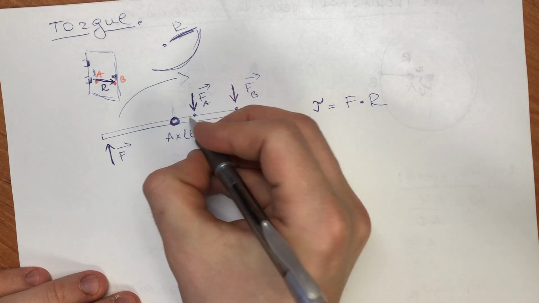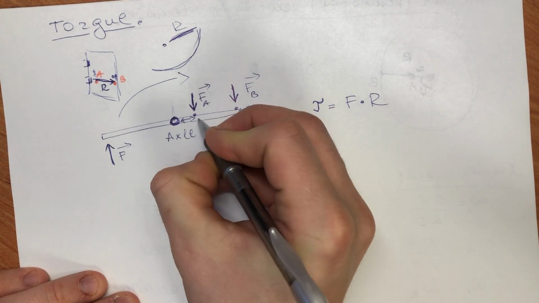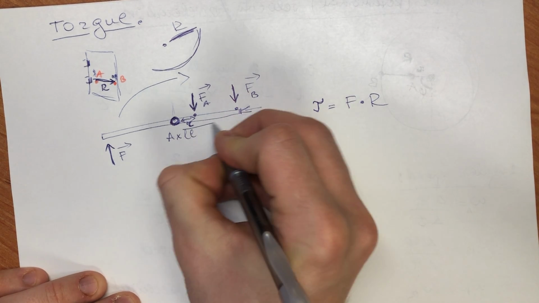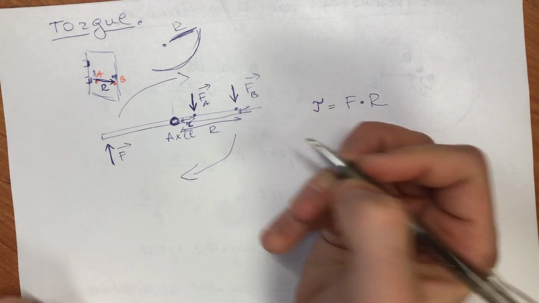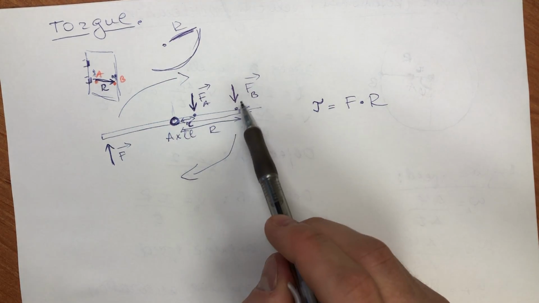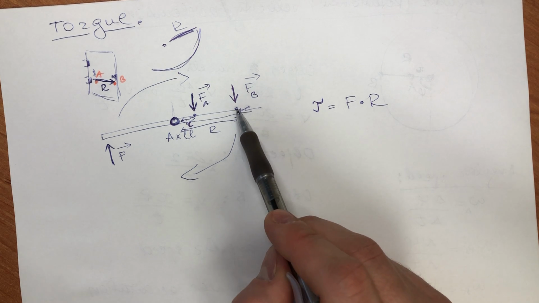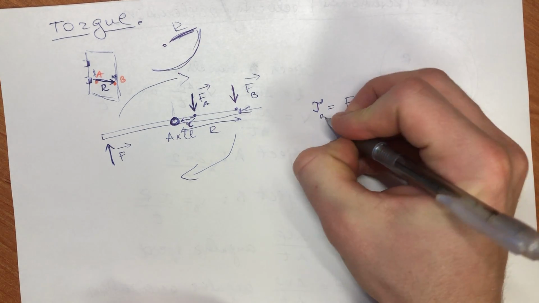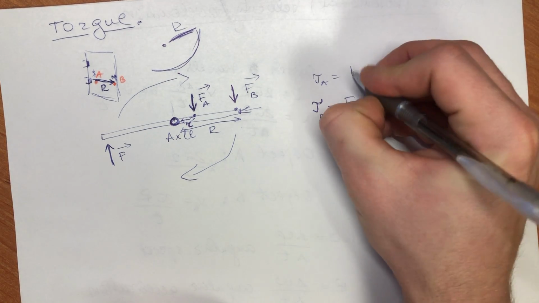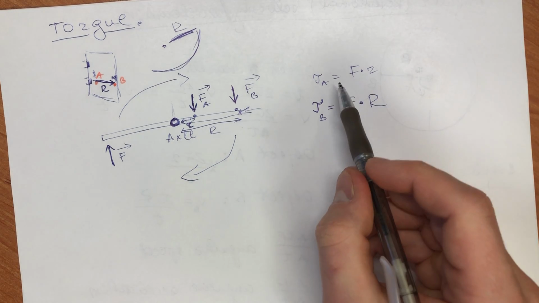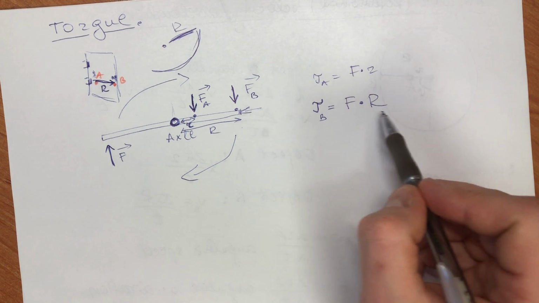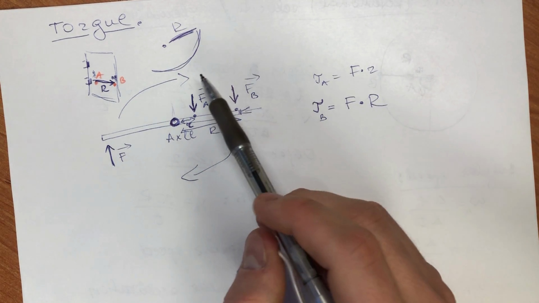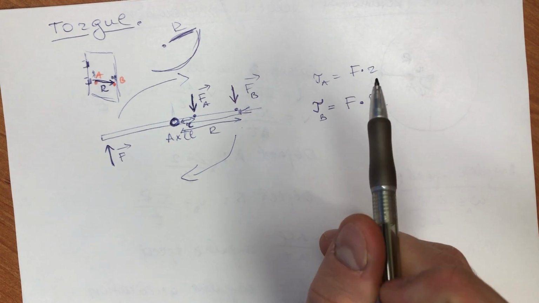So the distance here would be, let's call it r small, and the distance here would be r big, capital R. And therefore this torque, torque B, torque A, would be F times r small. So this is small, this is a bigger one, and it produces more and it is more effective in rotational motion.